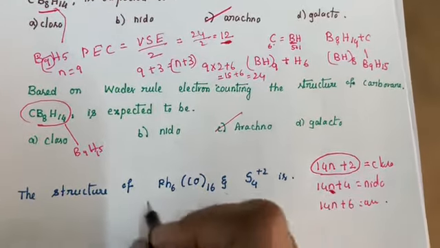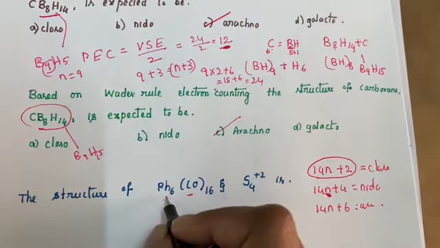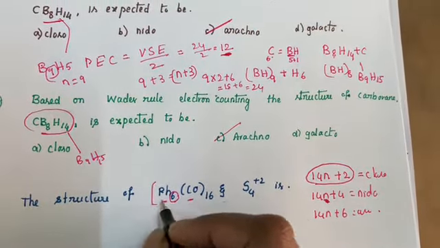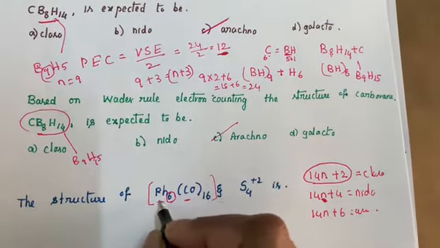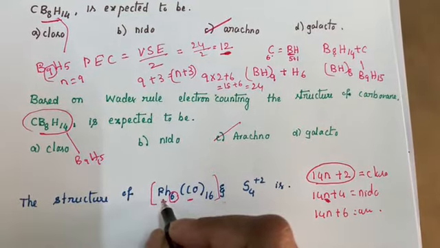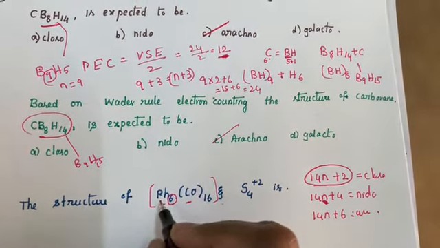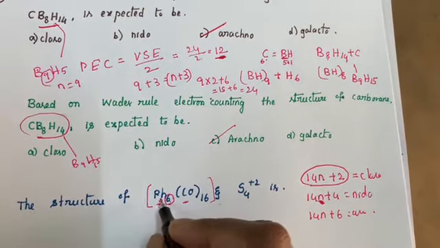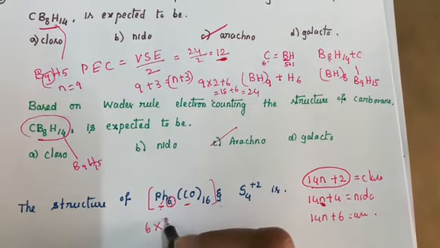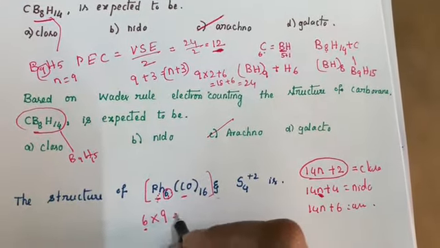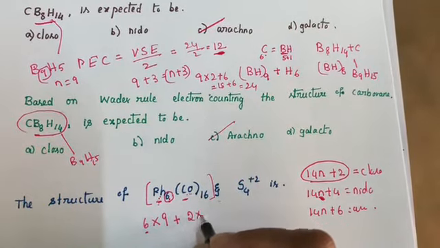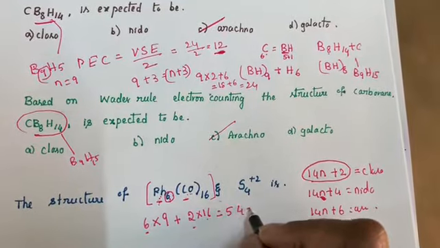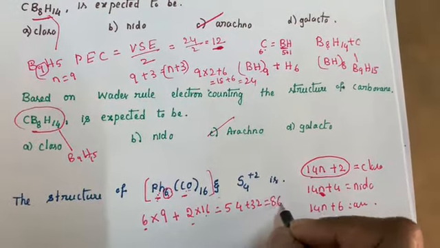So let us consider Rh6(CO)16. In Rh6(CO)16, how many transition elements are there? 6. And first we will count the total valence electrons of this one. Each rhodium contributes 9 electrons, as we know, right? The cobalt group: cobalt, rhodium, iridium, d7 s2, so 9. Each rhodium contributes 9, so 6 multiplied by 9 because 6 rhodium are present. And each carbonyl contributes 2 electrons, so 16 multiplied by 2. So the total electrons become 54 plus 32, which is equal to 86.